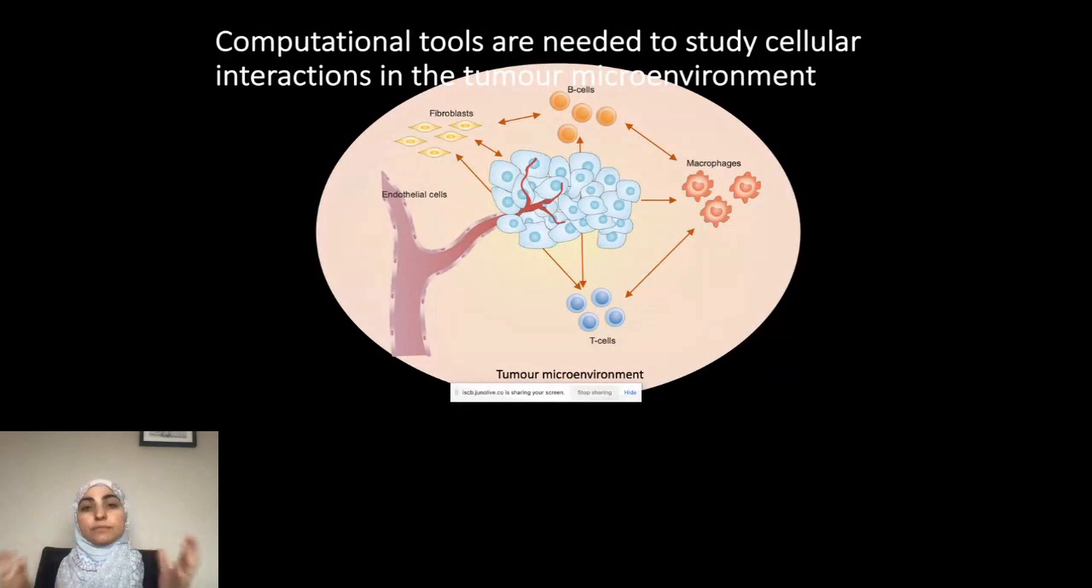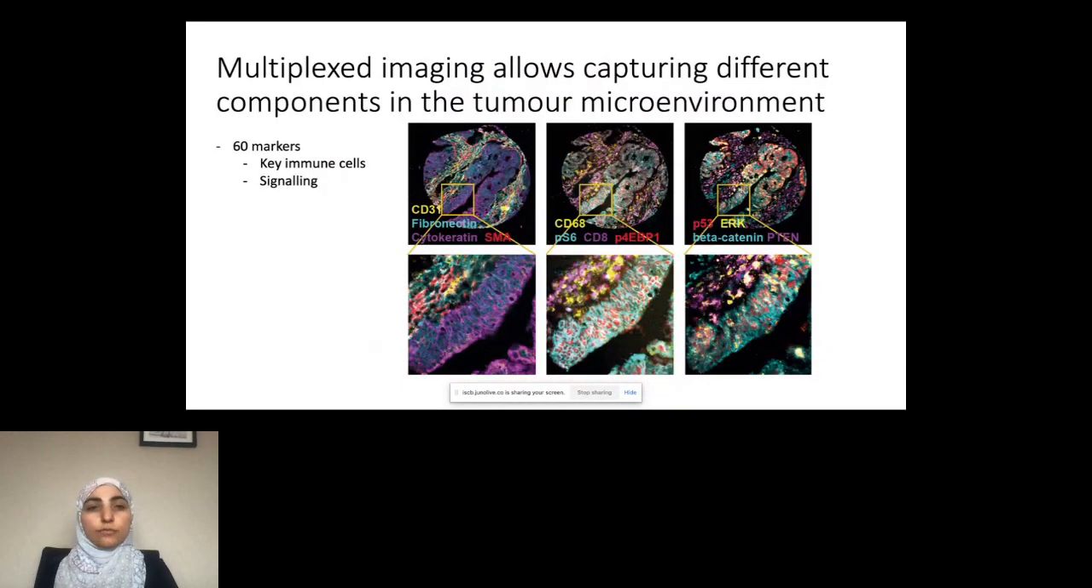However, because these multiple players can all impact each other, having a way to decipher this interaction would be very important in order to improve therapeutic strategies or identify reasons why the patient is not responding. One attractive way to study the tumor microenvironment is using multiplexed imaging. This technology basically allows us to image up to 60 markers in the same tumor simultaneously.